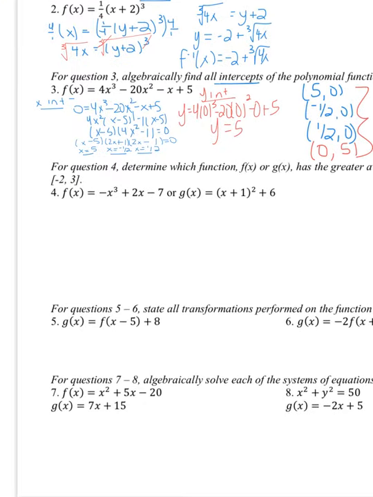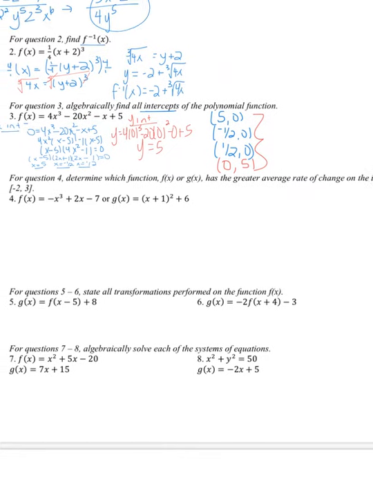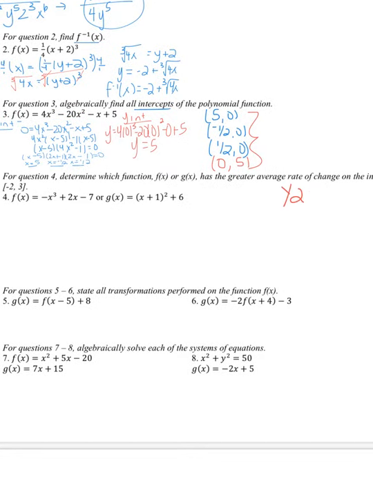For number 4, we want the average rate of change. Another word for average rate of change is slope. Your slope formula is y2 minus y1 divided by x2 minus x1.